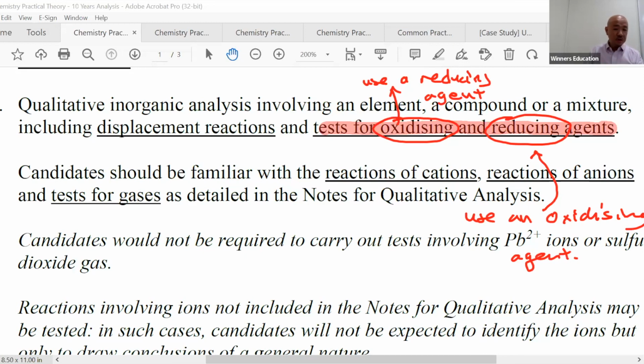For O-level students, your choice of reducing agent and oxidizing agent in the lab is quite limited, which is good. What is the common reducing agent that you have in your lab that you use? Don't you realize it's all theory? Once you go in, do, finish, get the 2 marks after that.